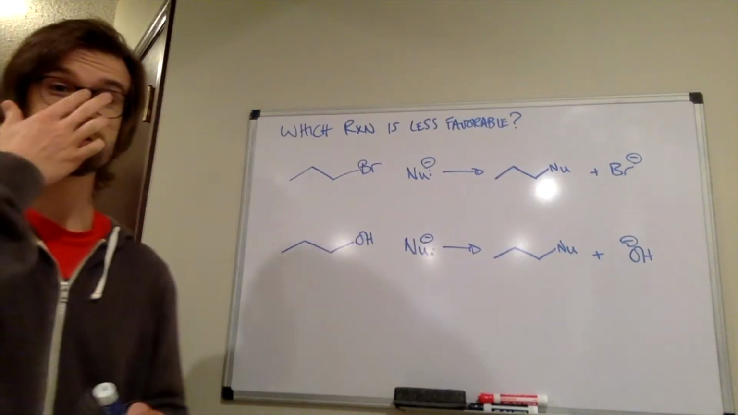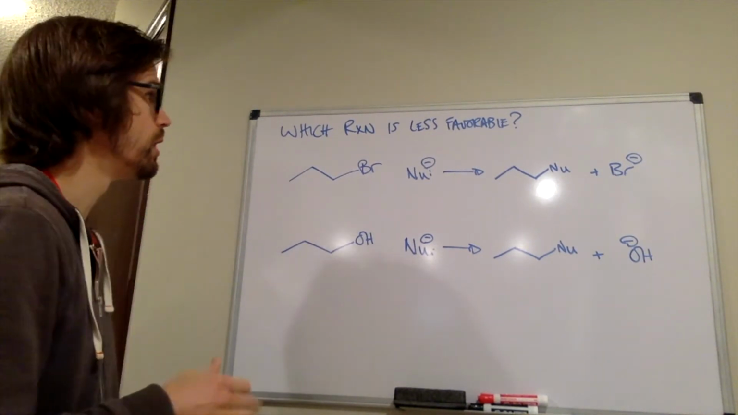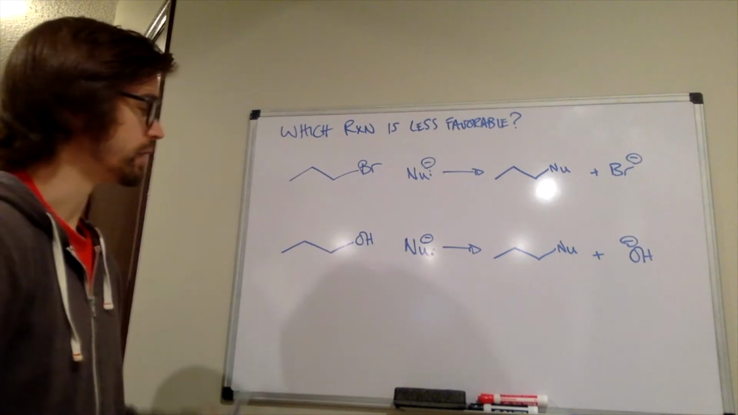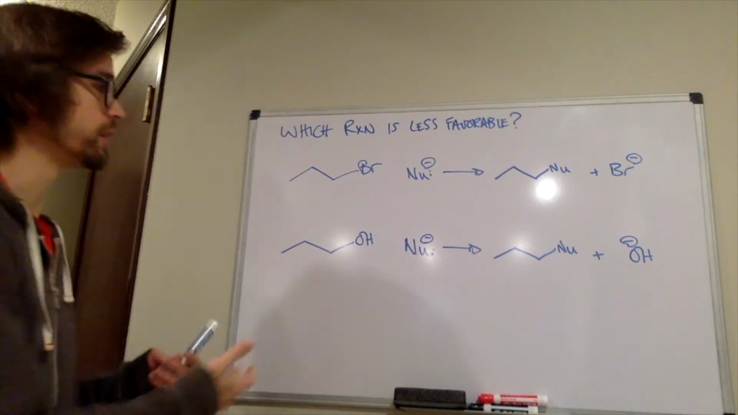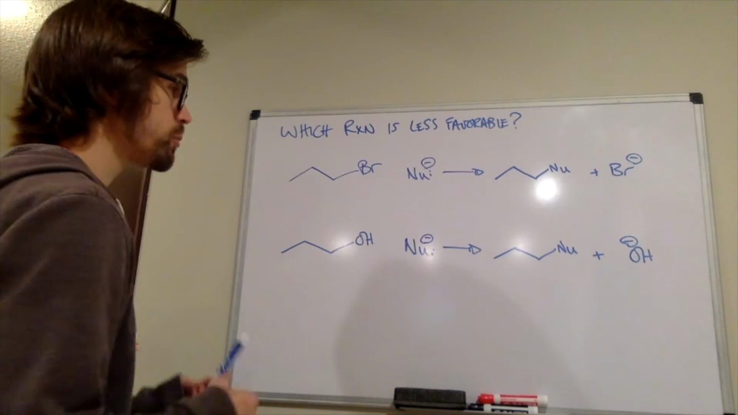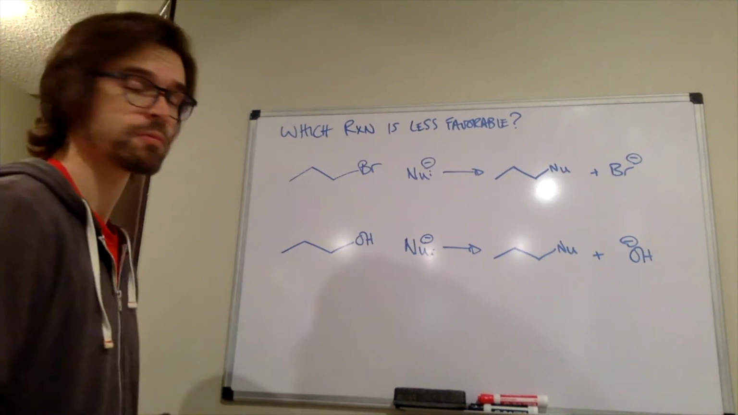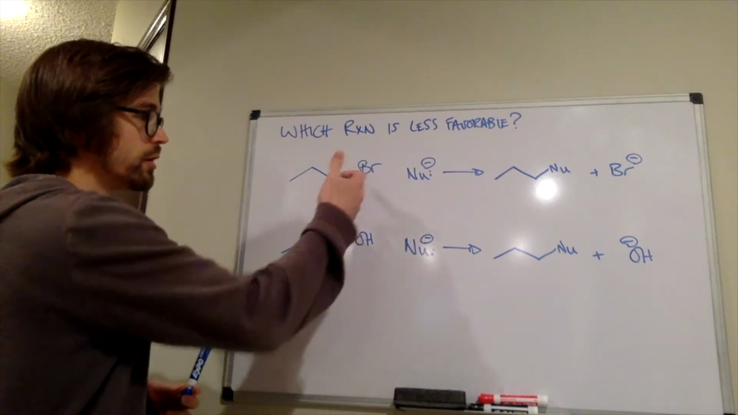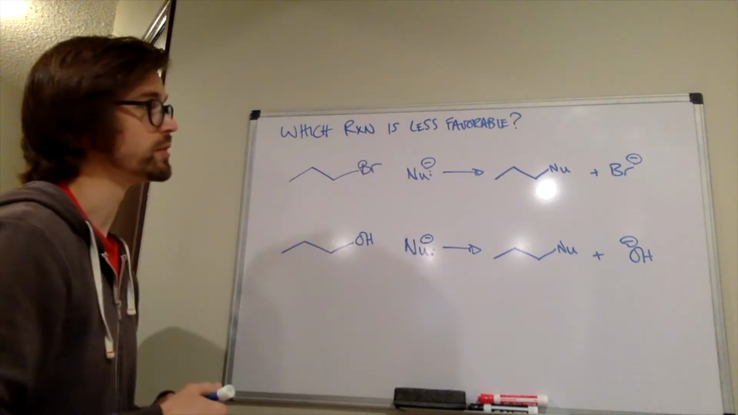All right, so we're moving into reactions of alcohols. And to start things out, I like to do this question. So essentially, two reactions are up here. Which reaction is less favorable? So what's different? We have the same nucleophile. We have different leaving groups, OH versus Br.